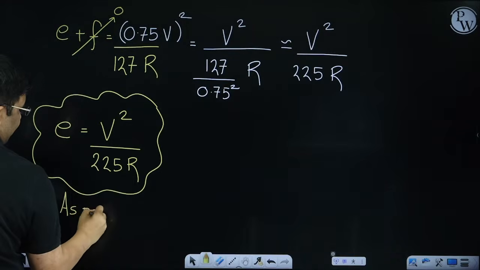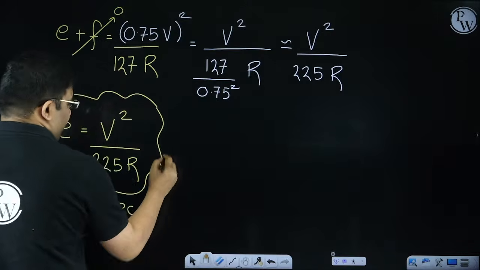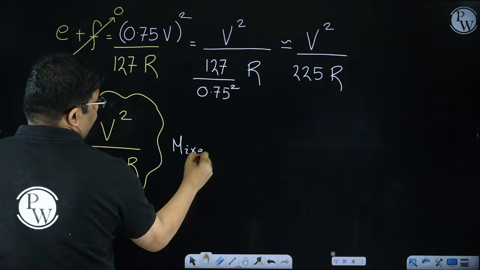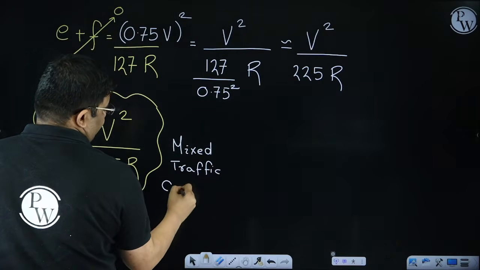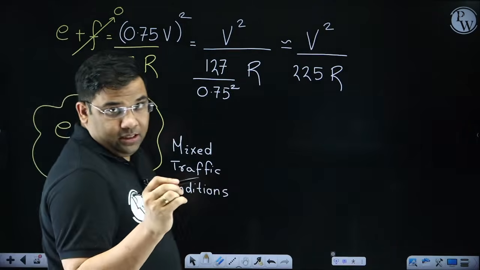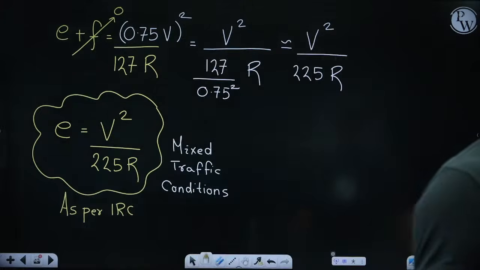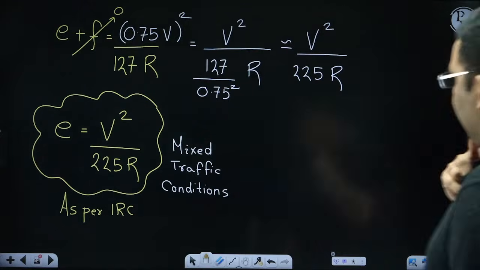This is the equation as per IRC, and this is also known as the equation for mixed traffic conditions. Why is it called for mixed traffic conditions? Because on the highway, the vehicles will be traveling with different speeds. Mixed traffic condition means that vehicles are traveling at different speeds.